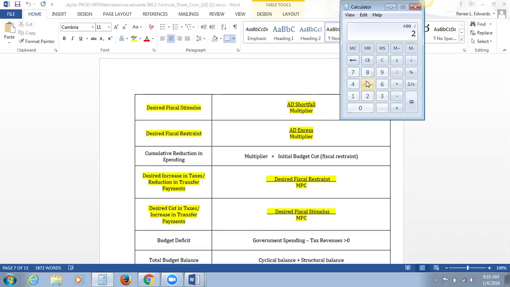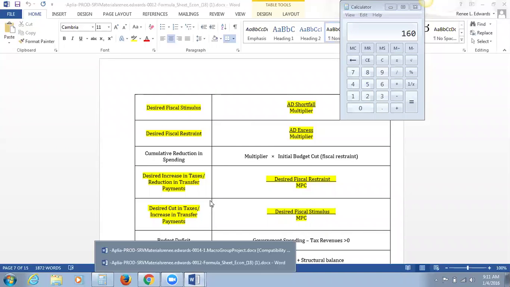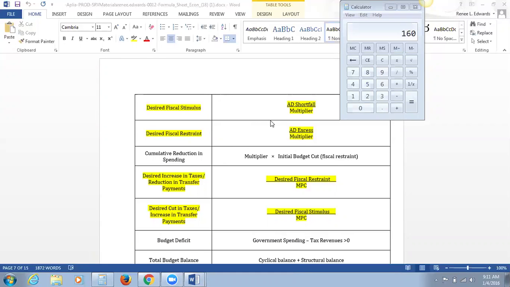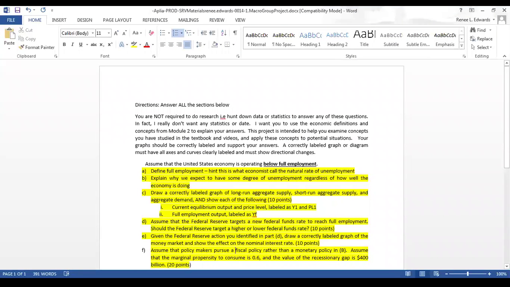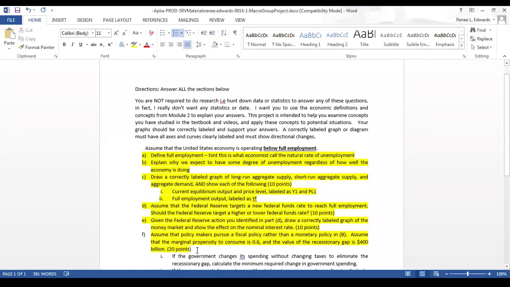I have 400 divided by 2.5. My shortfall divided by my multiplier gives me my desired fiscal stimulus, which is exactly 160. So we do not need to invest more than 400. We need to only invest 160 in government spending or investment. Now, if it is a tax, which the problem goes on to say, here the answer to F is 160.